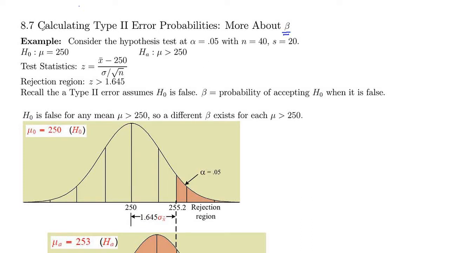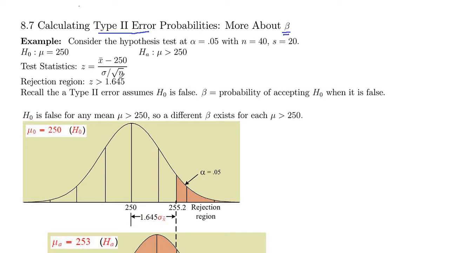So here in section 8.7, we're going to be calculating some type 2 error probabilities. That is the value beta here. So let's consider a hypothesis test with alpha is 0.05, n is 40, and s is 20, given sample information. Our null is mean equal 250. Our alternative hypothesis is that mean is greater than 250. Our test statistic is going to be x bar minus 250 over sigma divided by root n. And then our rejection region from the common rejection region table, z greater than 1.645.